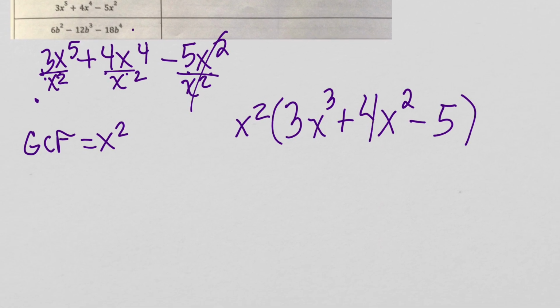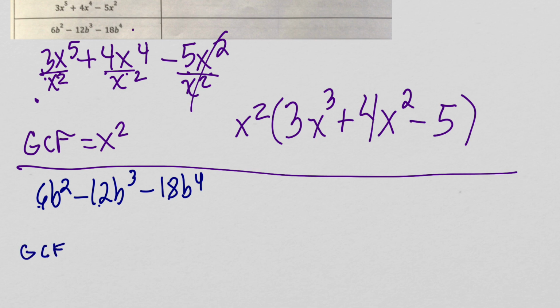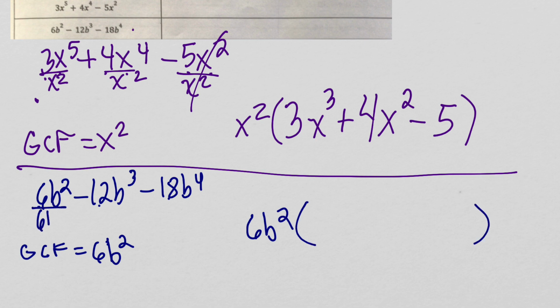Let's go ahead and do the second one. Second one says 6b squared minus 12b to the 3rd minus 18b to the 4th. Let's take a look at the numbers, 6, 12, and 18. The highest GCF there is 6. They all could be divided by it. I take a look at the b's. I got b to the 2nd, b to the 3rd, b to the 4th. The smallest power is b to the 2nd. So my 6b squared is my GCF on the outside. I'm setting it up. Now I go back and divide each of these by 6b to the 2nd.